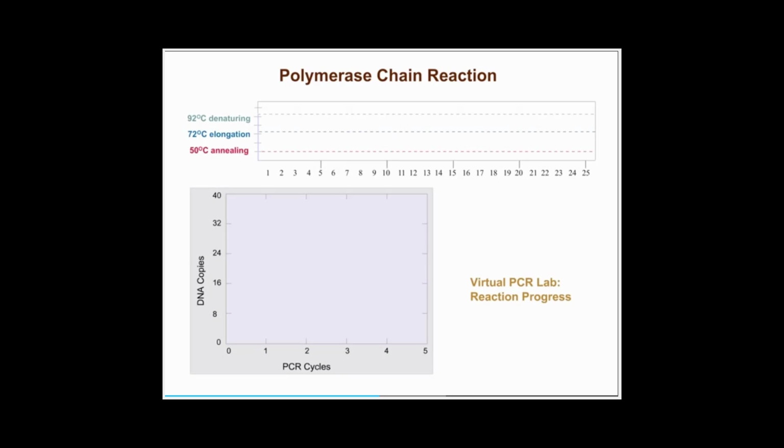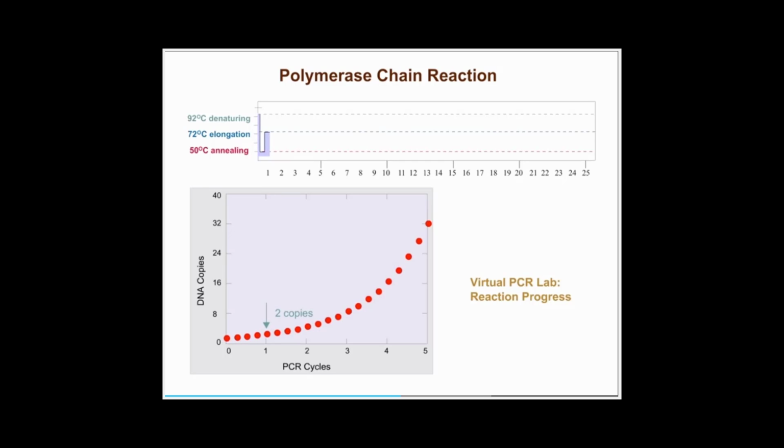Let's watch this virtual PCR lab's reaction progress during the incubation process. Note that the upper diagram shows the temperature changes in the reaction tube for each cycle. The graph below plots the number of DNA copies per reaction cycle.